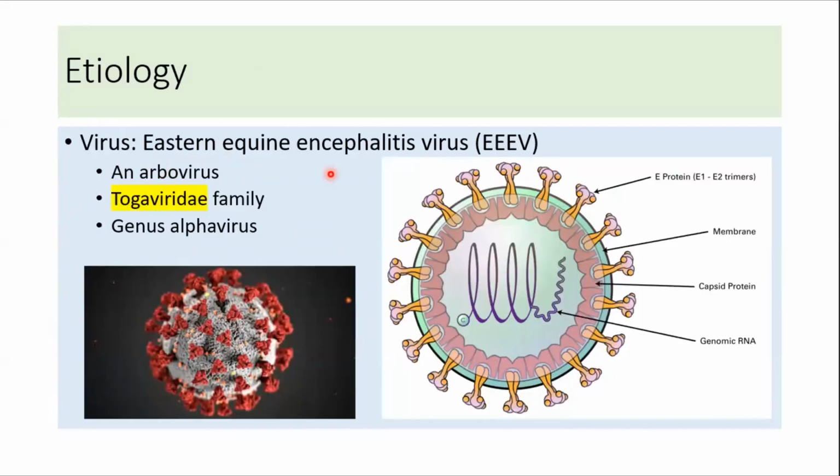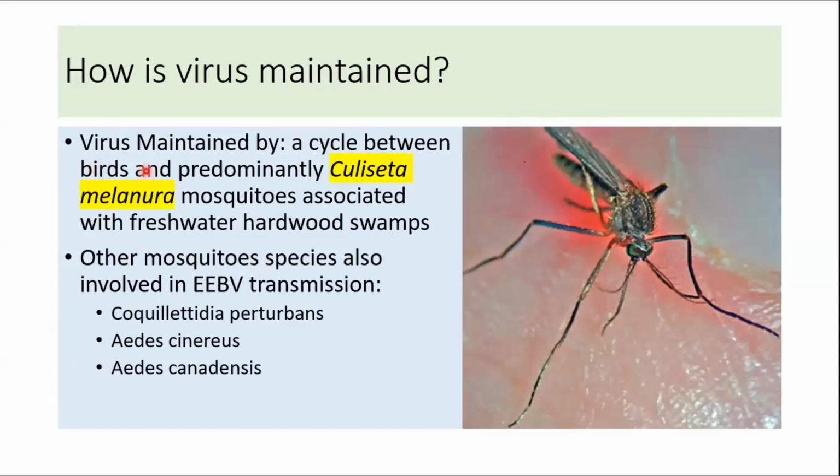So, Eastern Equine Encephalitis is caused by Eastern Equine Encephalitis virus, which is an arbovirus in the Togaviridae family and the alphavirus genus. This virus is maintained by a cycle between birds and predominantly Culiseta melanura mosquitoes. However, other mosquitoes are also involved in the transmission of this disease, including the Aedes mosquitoes.